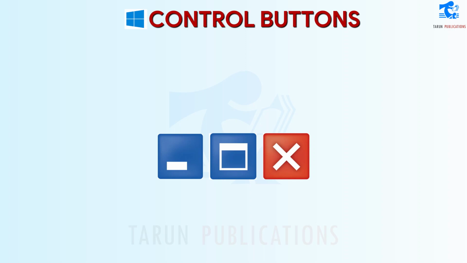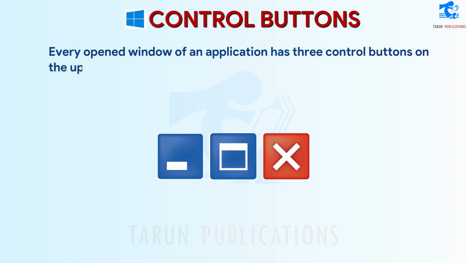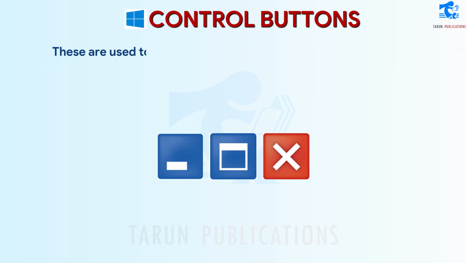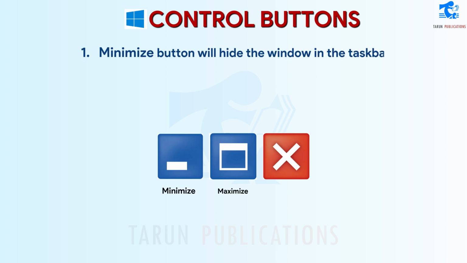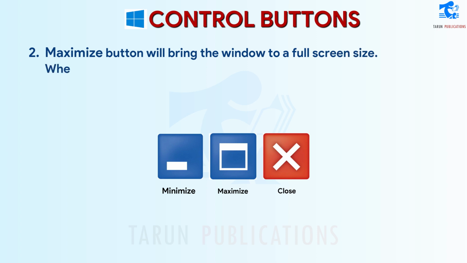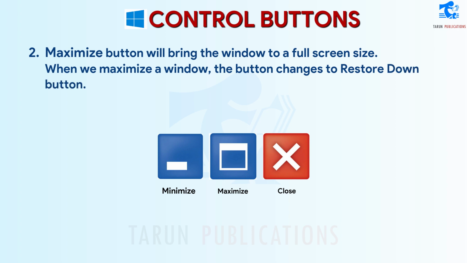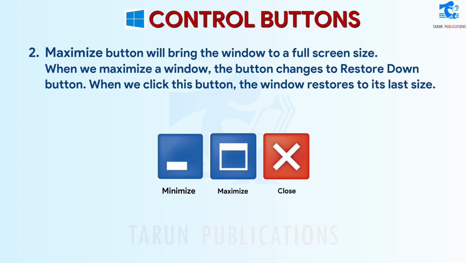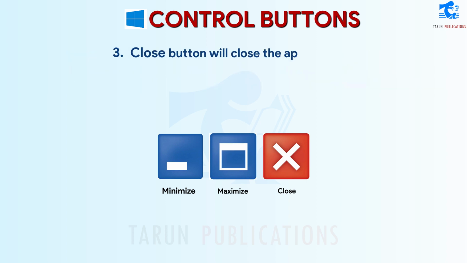Control buttons. Every open window of an application has three control buttons on the upper right corner. These are used to minimize, maximize, and close the window. Minimize button will hide the window in the taskbar. Maximize button will bring the window to a full screen size. When we maximize a window, the button changes to restore down button. When we click this button, the window restores to its last size. Close button will close the application.